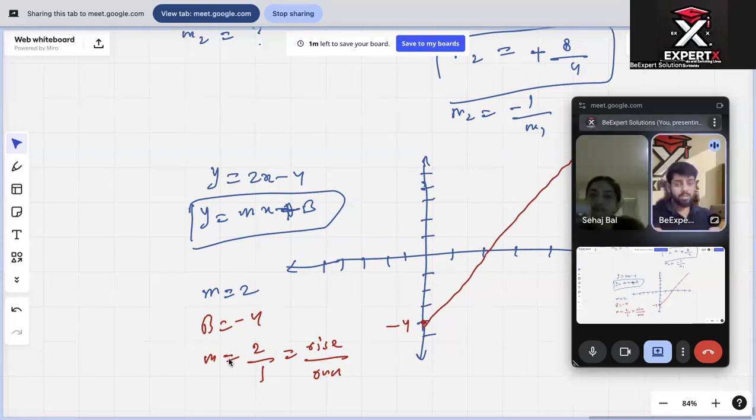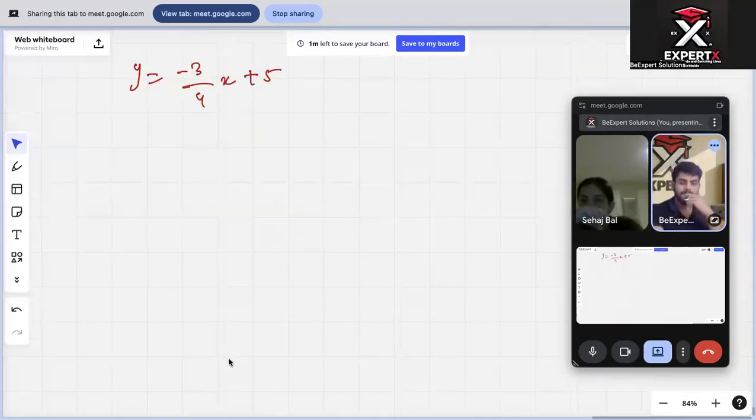Well, if you are honest, then try to do this question which I'm drawing and check whether your answer is correct or not. Okay. y equals minus 3 over 4 x plus 5. This is a very common question in books, so you can just take this. Come on, do it by yourself.